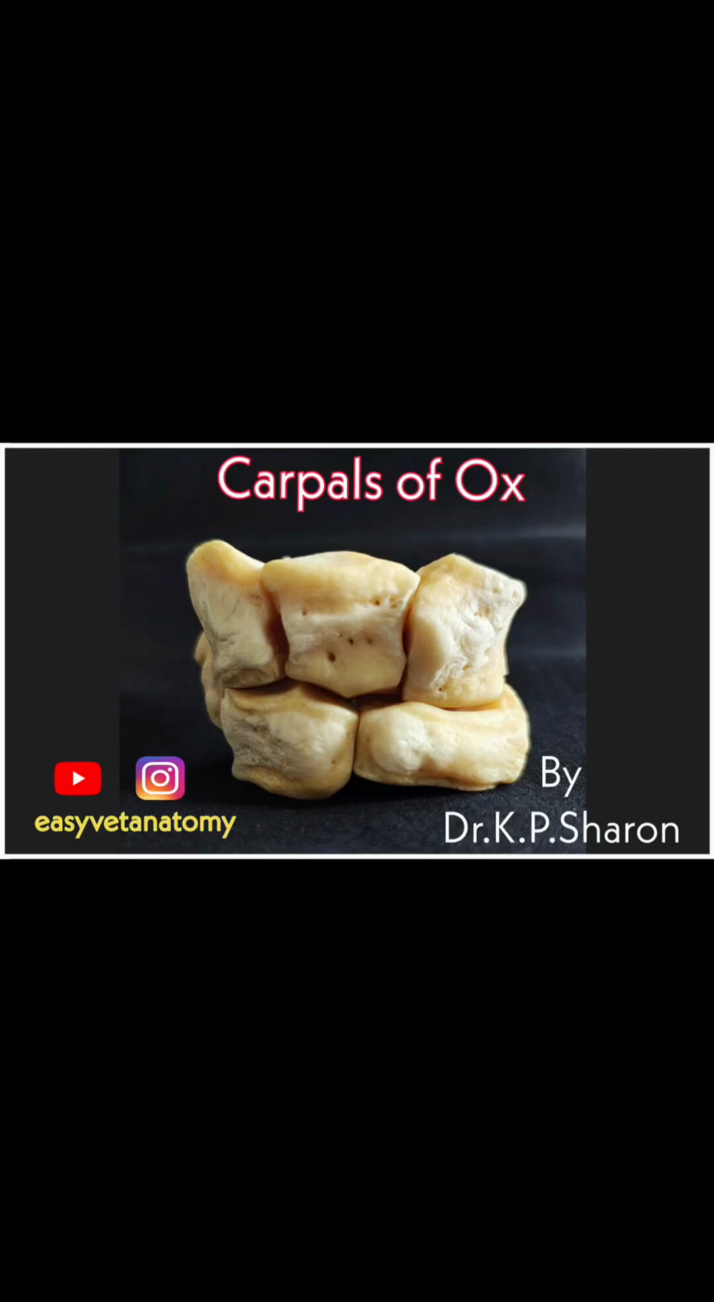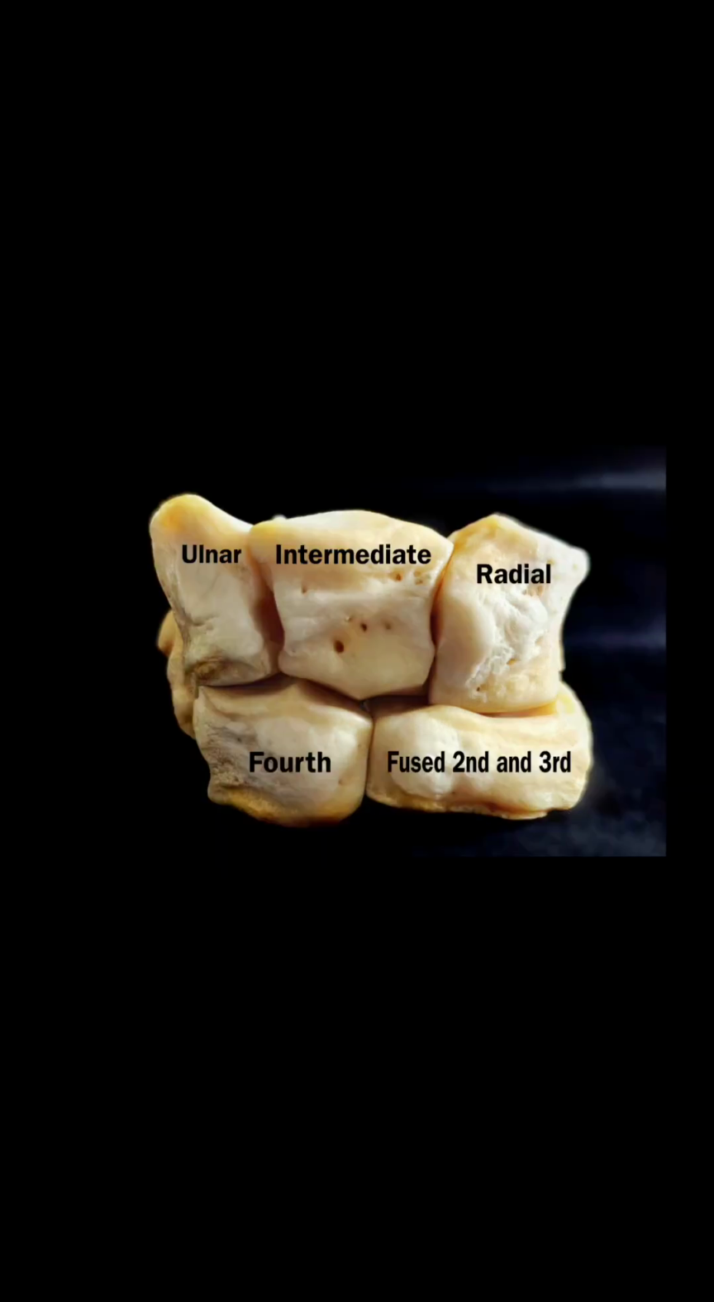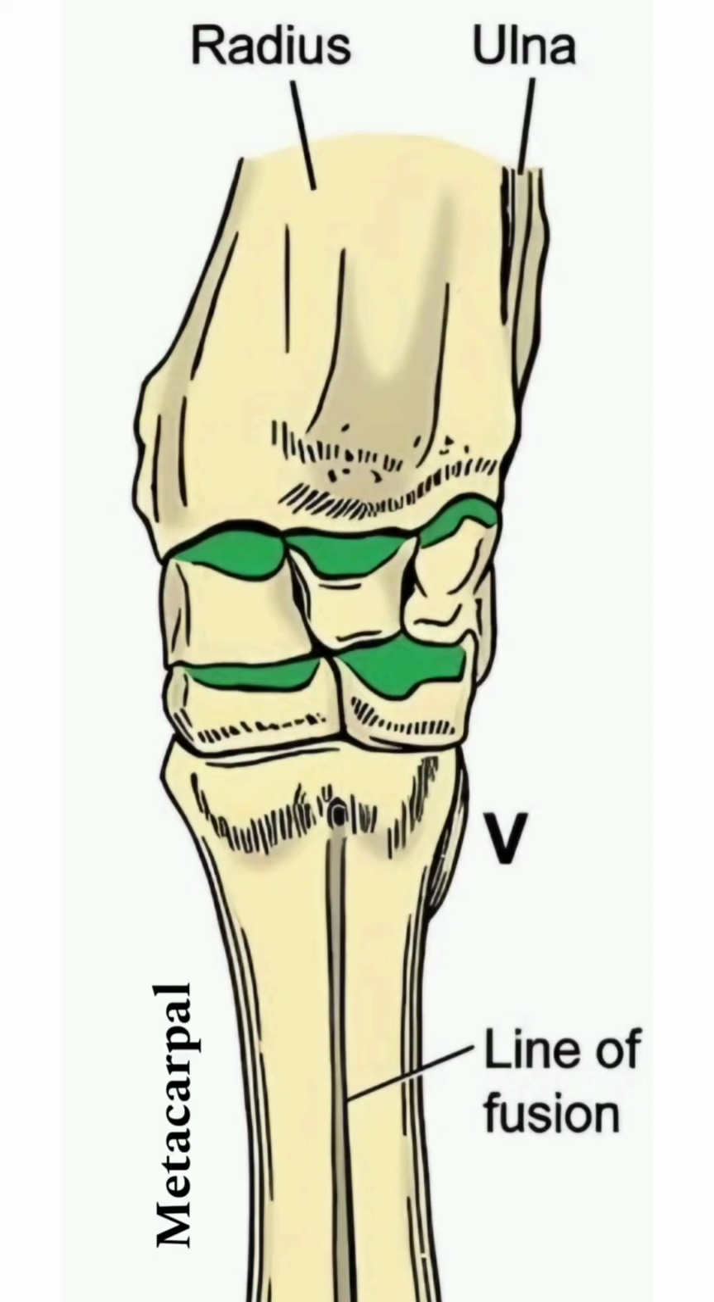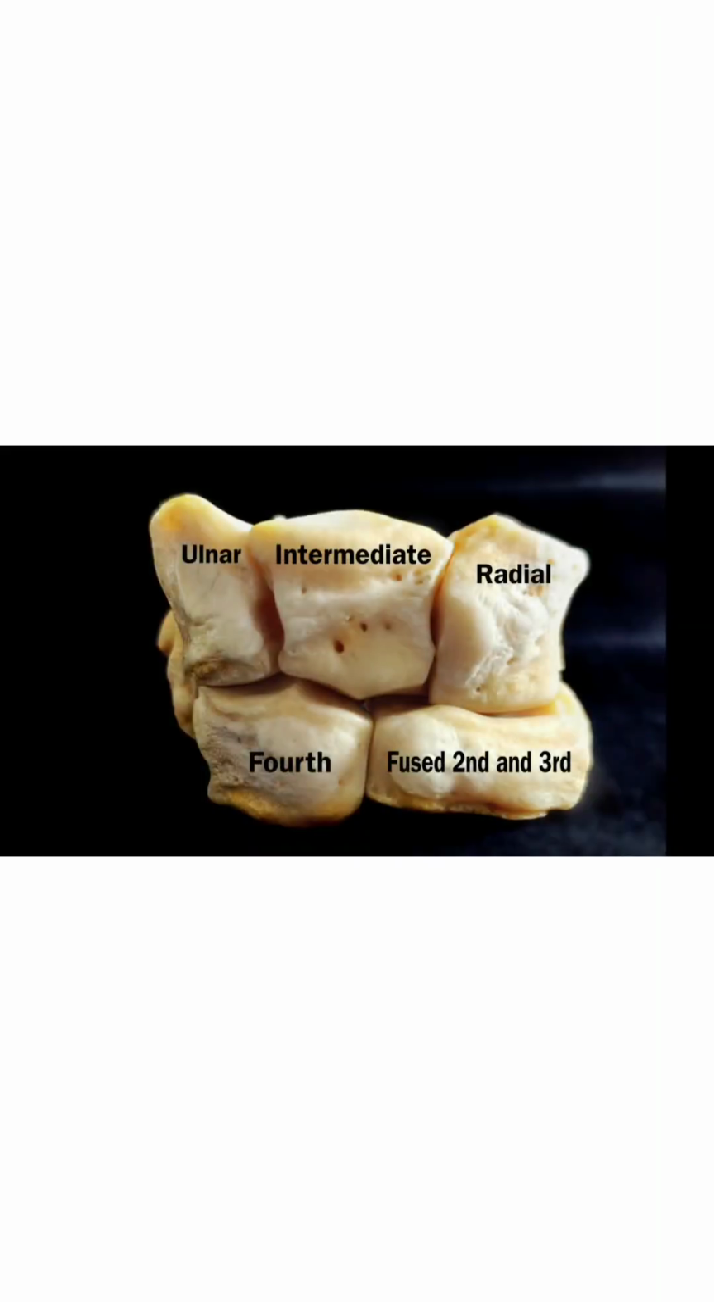This is Dr. KP Sharon, and in today's video I'm going to discuss the carpal bones of ox species. So let's get started. The carpal bones are the short bones located between the distal extremity of radius and ulna above and metacarpal below. They form a carpal joint, also called the knee joint. We'll discuss the individual carpal bones in detail.